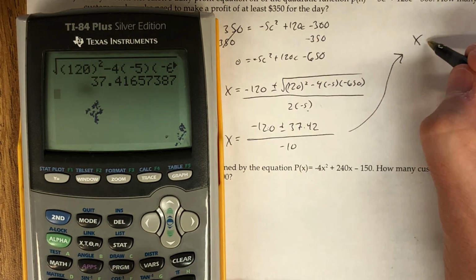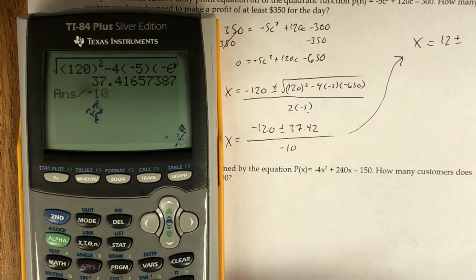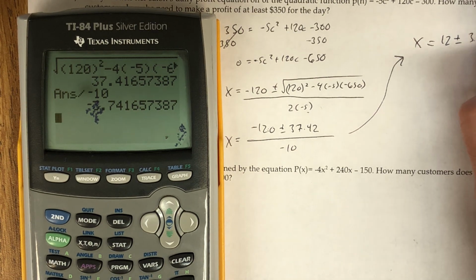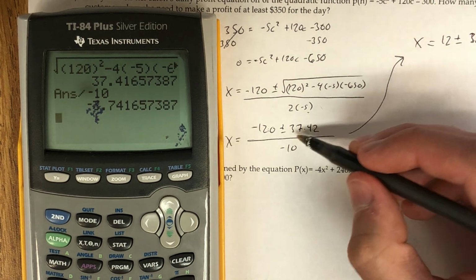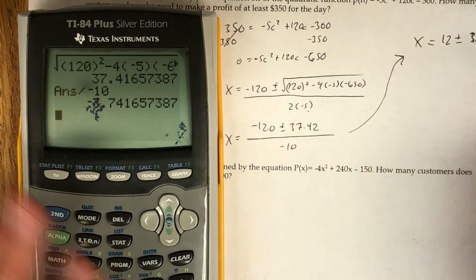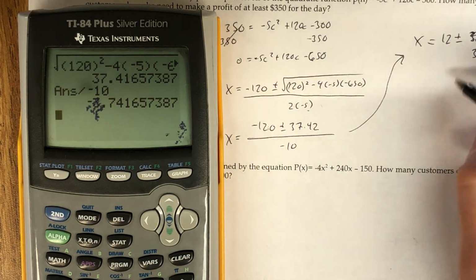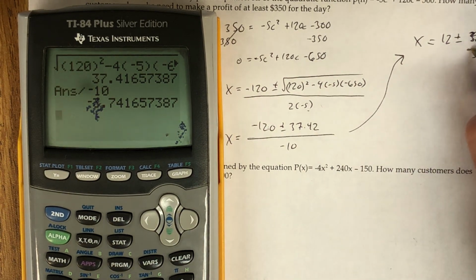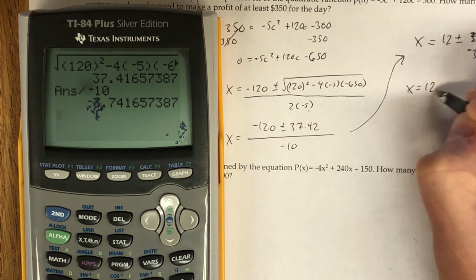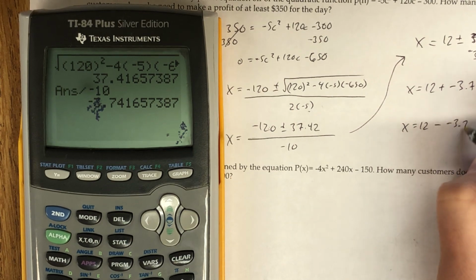So negative 120 divided by negative 10 is just 12. 37.4 divided by negative 10 is negative 3.74. I shouldn't have needed a calculator. When you divide by 10, you just move the decimal once. So then we have two problems here: 12 plus negative 3.74 and 12 minus negative 3.74.